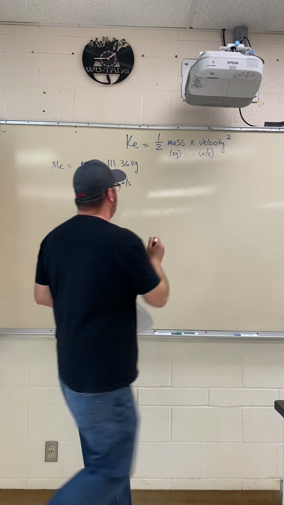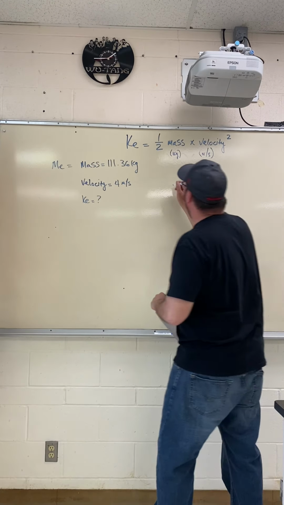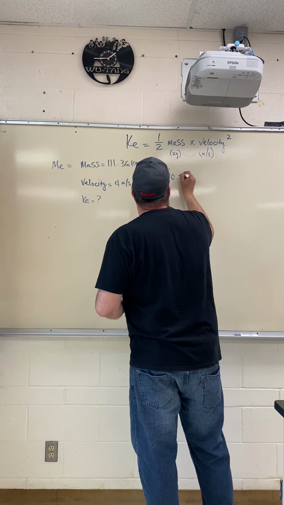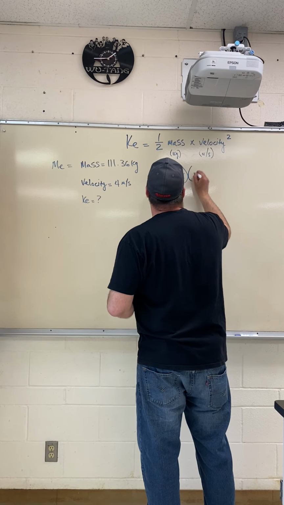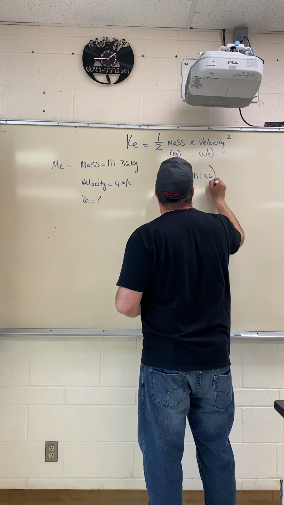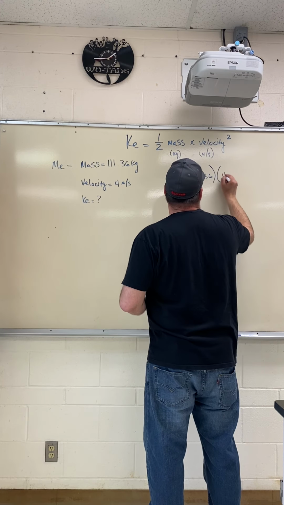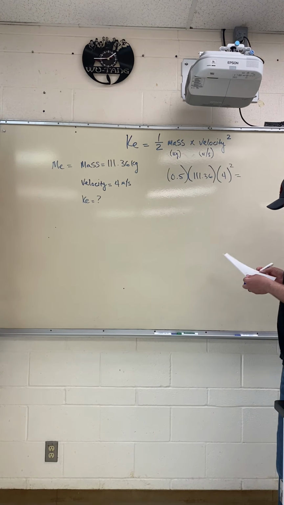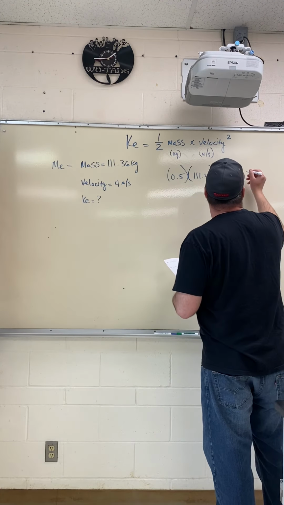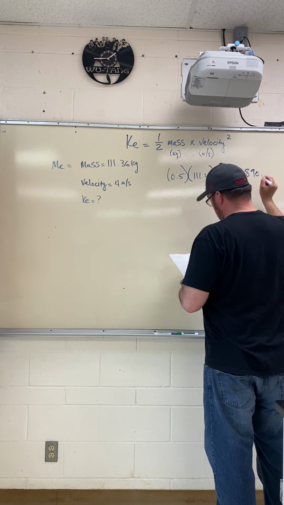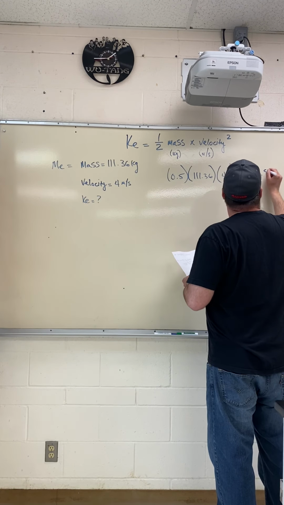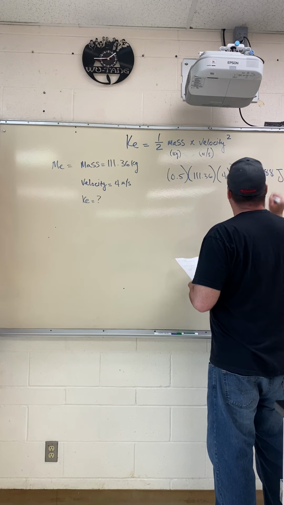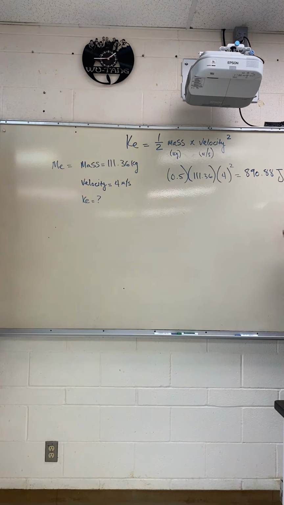So I'm going to set up the problem like I've done before for this type of straightforward one. So I'm going 0.5 times 111.36 times 4 squared. So if I put my calculator just like this, my answer will come out to 890.88 joules. So that's how much kinetic energy I would have if my mass at 111.36 kilograms is moving at 4 meters per second.